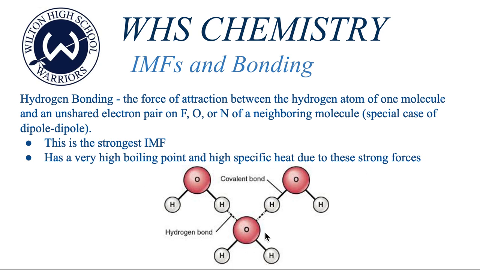So in this picture here, we have water, which is the most common example of hydrogen bonding. So we have the oxygen, which has the two lone pairs here. So that negative electron cloud attracts the positive hydrogen. So that forms a hydrogen bond, which makes water hard to boil and things like that.